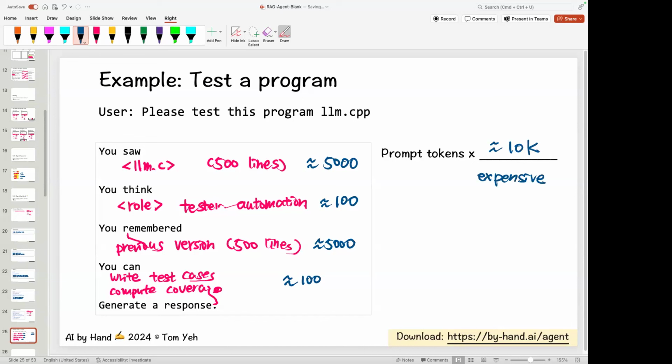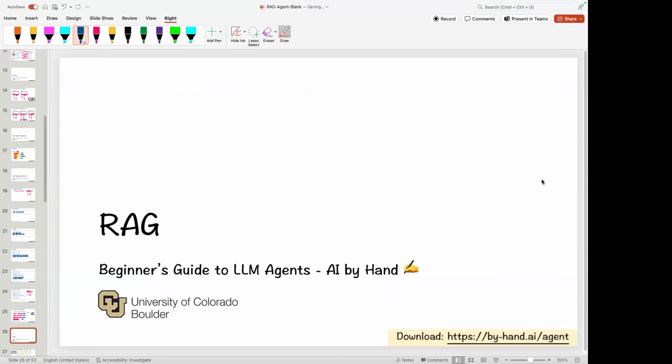If you have an unlimited budget or you run your own large language model locally, then it doesn't really matter. But if you're trying to use the OpenAI API, you have to pay for it. Something to think about when you choose the framework.